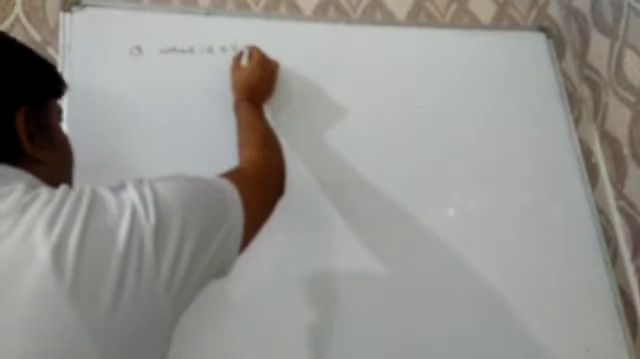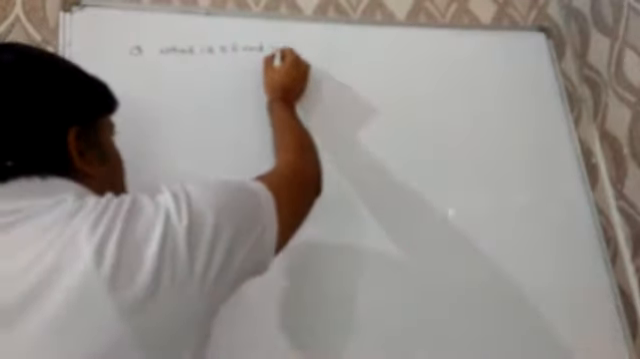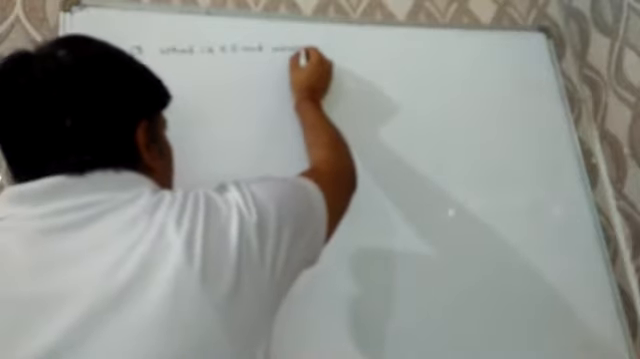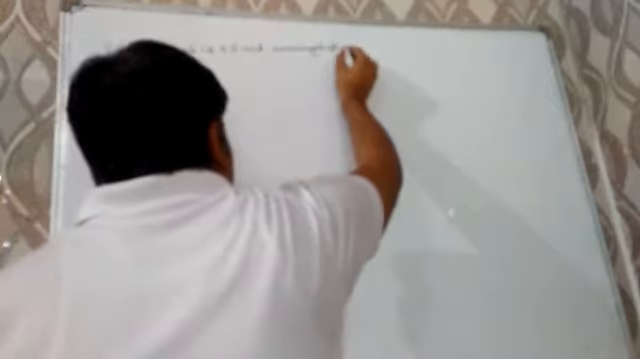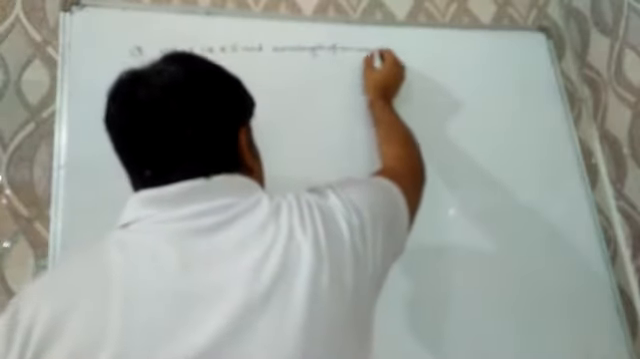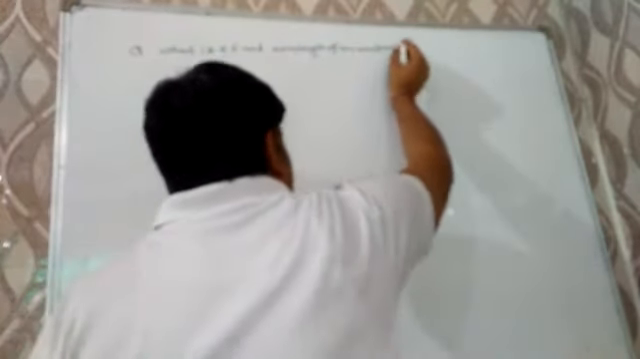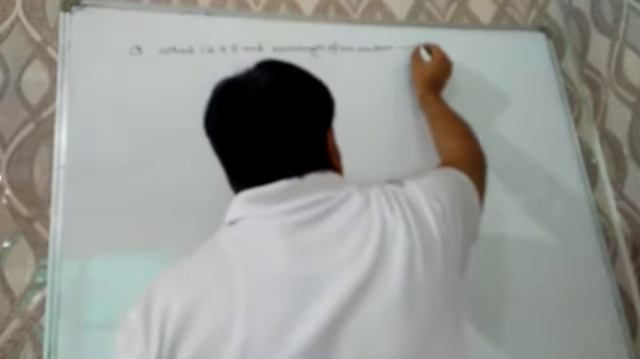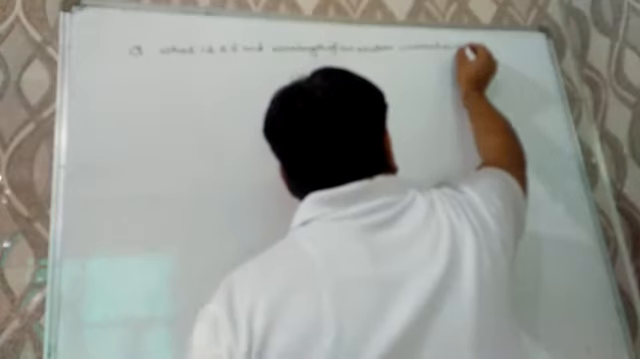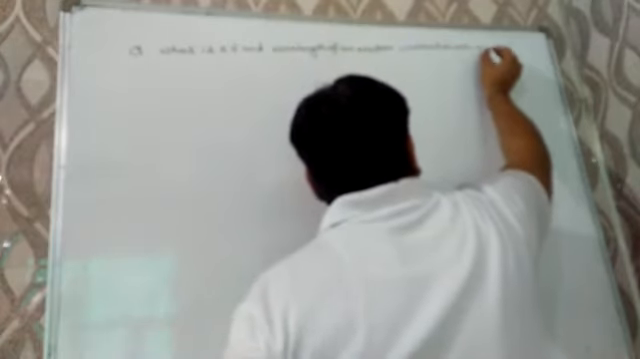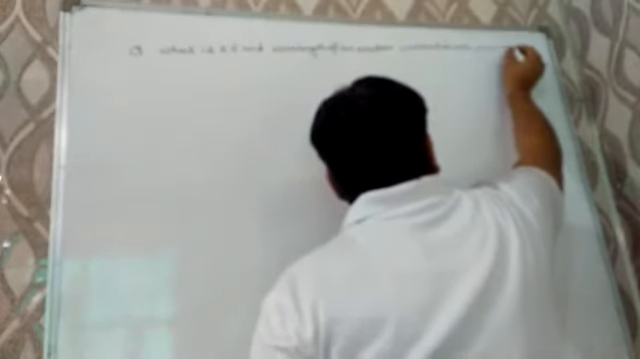What is the kinetic energy and wavelength of an electron accelerated with a potential difference of 1000 volt?